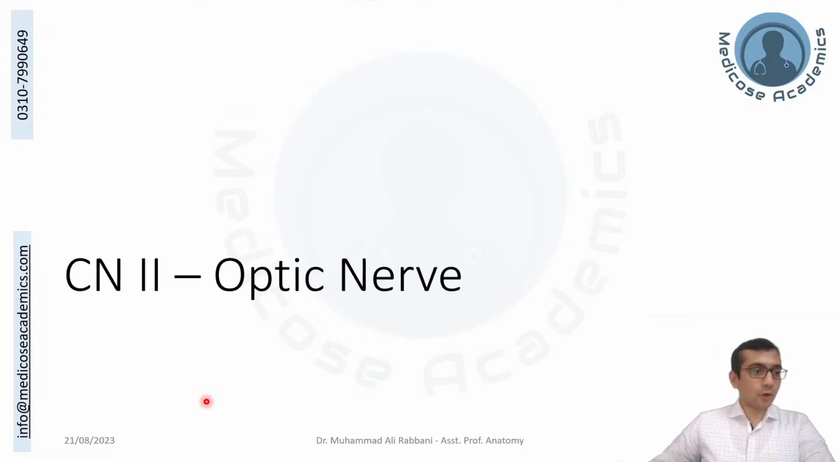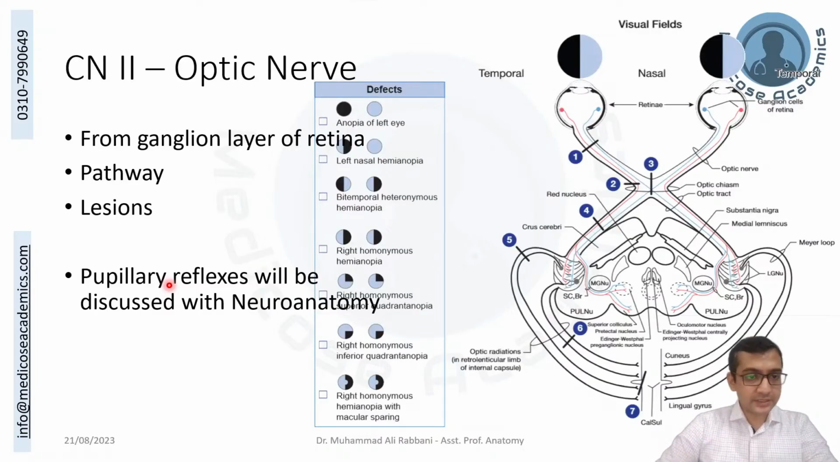Then we come to the optic nerve. Optic nerve is the one that is responsible for the vision. In this particular lecture, I would not be going into much detail of the visual pathways.